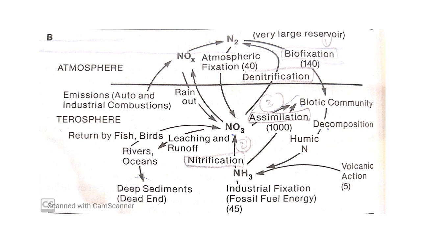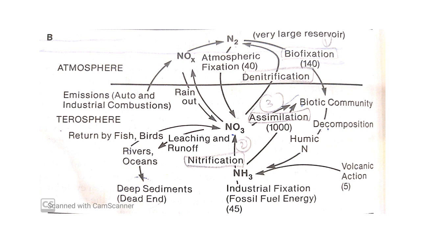Biotic fixation supports the communities, and then when the plants are eaten up by the animals, they decompose and release ammonia. That ammonia is used by the nitrifying bacteria, and nitrification occurs at this part, and this nitrification finally results in nitrates. These nitrates are again taken up by the plants, and they are assimilated, and they again cycle in the biotic community. However, these nitrates are also leached off and run off to the reservoir, to the rivers and oceans, and even to the deep sediments.